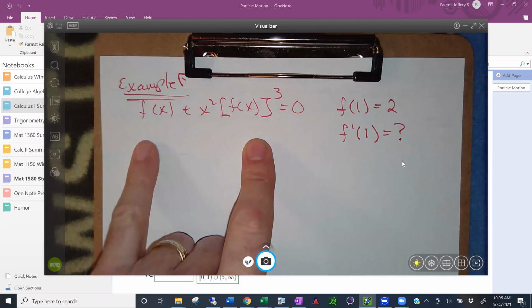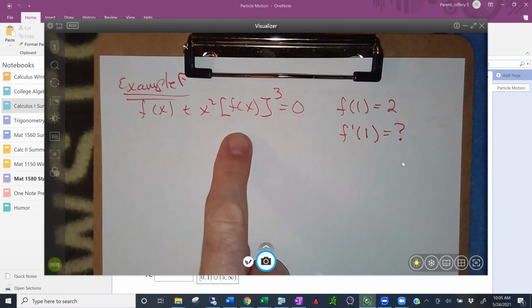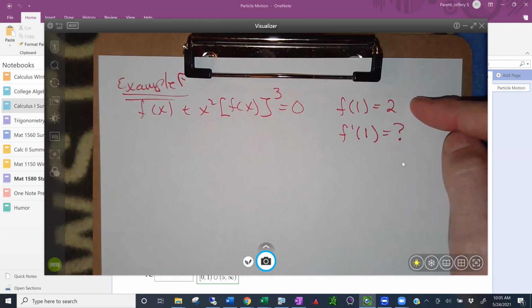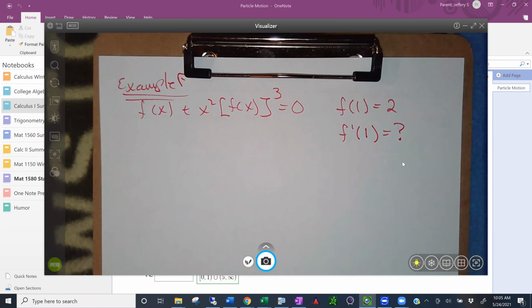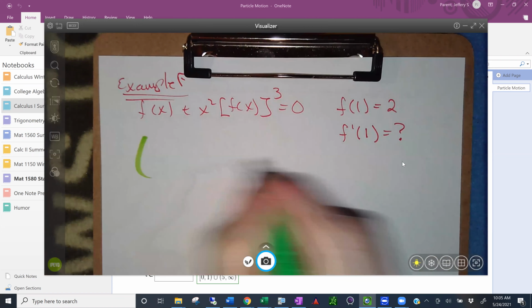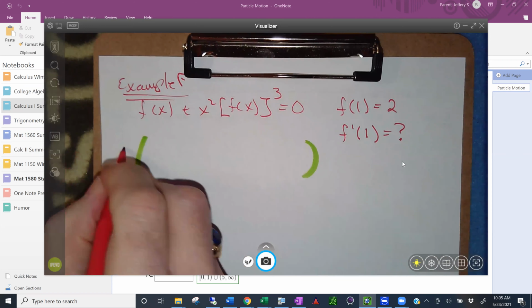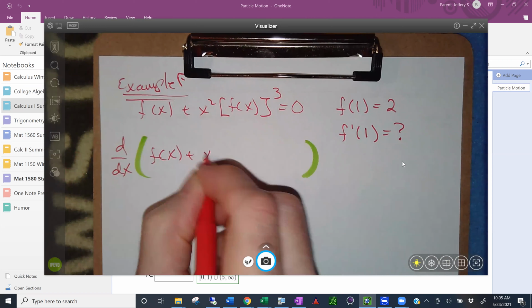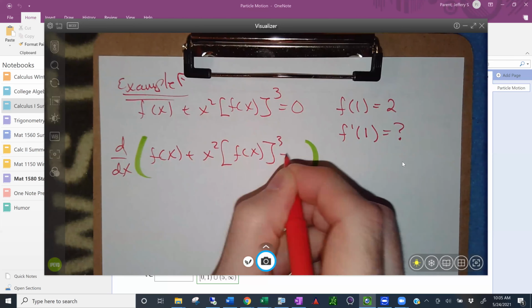So here's the equation we got, f of x plus x squared times f of x cubed equals 0. We're given that f of 1 equals 2. We need to find the derivative at 1. So what that's going to ask us to do is differentiate this with respect to x. So that is d by dx of f of x plus x squared times f of x cubed equals 0.